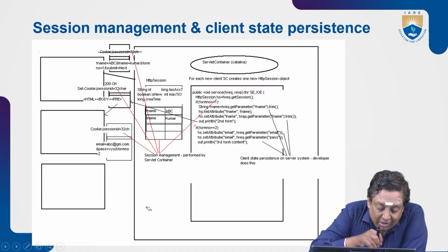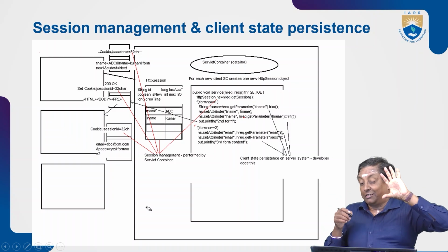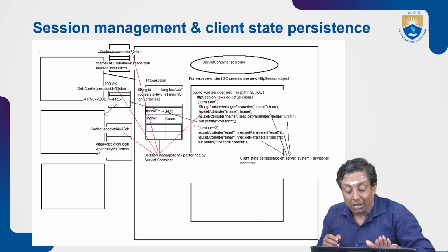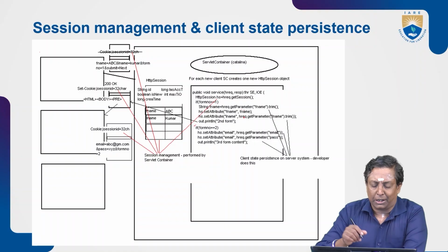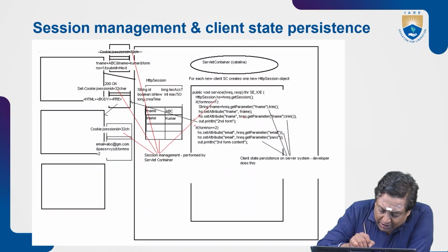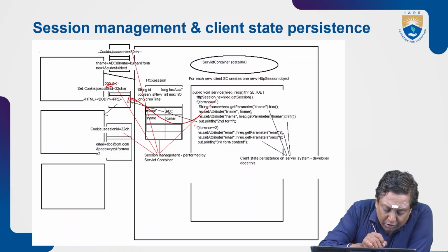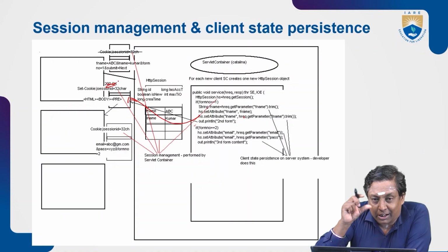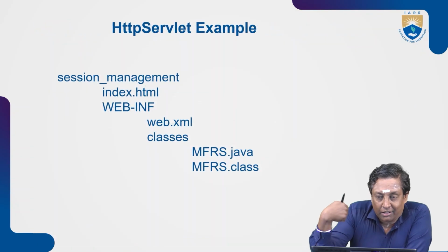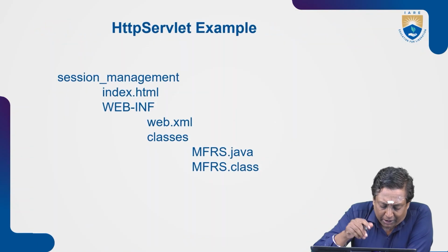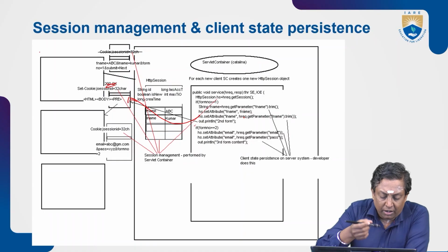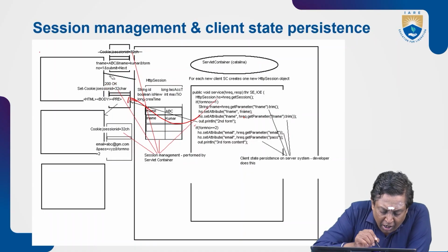They are not in local variables inside the service method. They are already stored, preserved in the Servlet container in one HTTP session object. During the first response, the 200 OK. 200 OK is an HTTP status code telling the browser that the HTTP request processing is successfully completed.